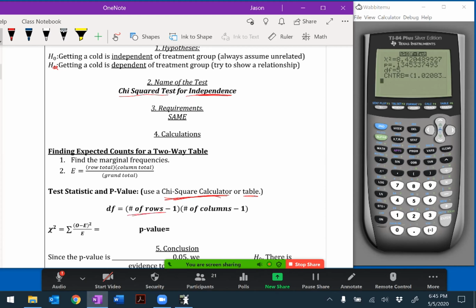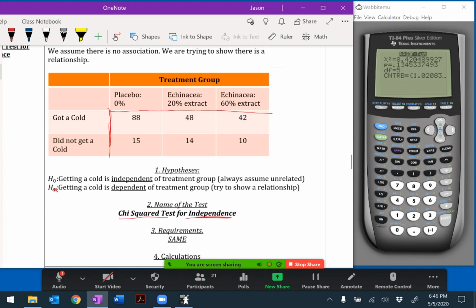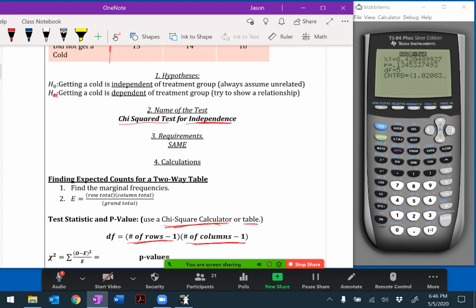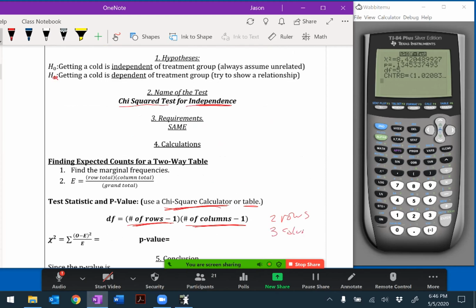This is the number of rows minus 1 times the number of columns minus 1. So we don't have categories necessarily. We have rows and we have columns. In our example, we have 2 rows and 3 columns. So if I take 2 minus 1 times 3 minus 1, I will get degrees of freedom 2. Why? Because 2 minus 1 is 1, and 3 minus 1 is 2, and 1 times 2 is 2. So 2 degrees of freedom.